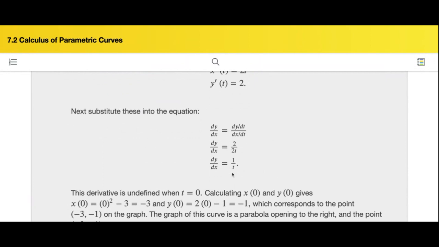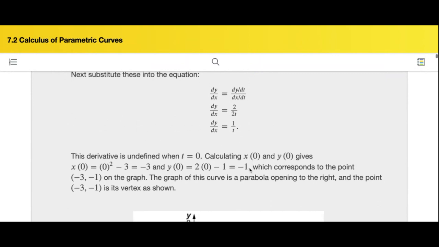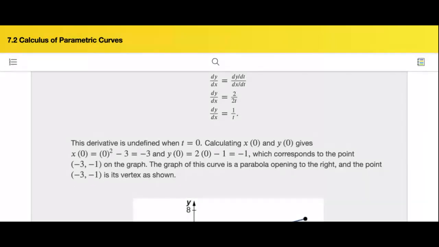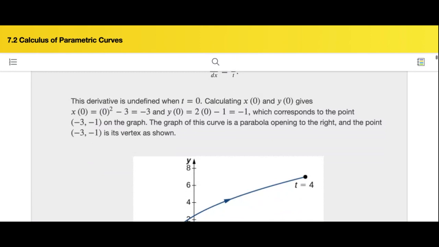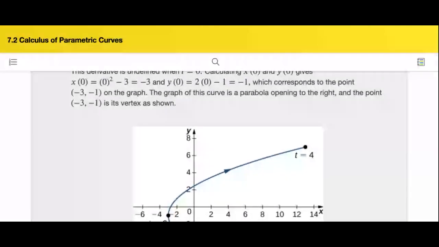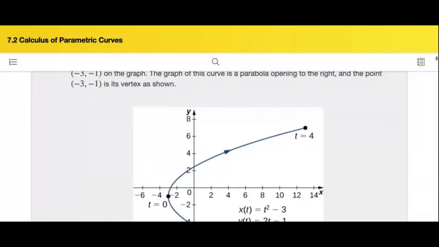So of course the derivative is not defined when t equals 0. If we calculate x of 0, y of 0, that gives us x of 0 equals -3, y of 0 equals -1, which corresponds to the point (-3, -1) on the graph. The graph of this curve is a parabola opening to the right, and the point (-3, -1) is its vertex.